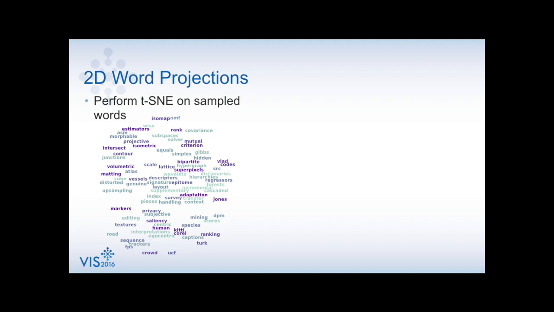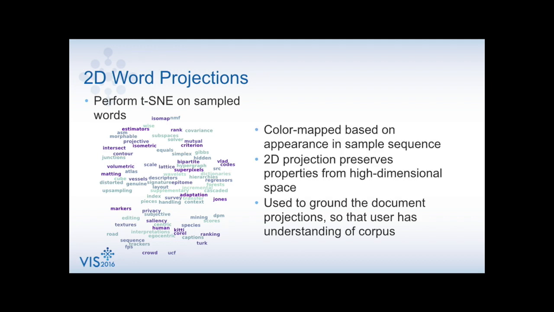So we then perform t-SNE on the sampled words to obtain our 2D projection. And here we show an example projection with each word color mapped based on its appearance in the sampling sequence. Purple is early and green is later. Our projections preserve properties from the high dimensional space. Hence we can use the embedding to remove clutter and introduce words as the user zooms, rather than more traditional 2D level of detail word placement, in order to more faithfully represent the content of the embeddings.